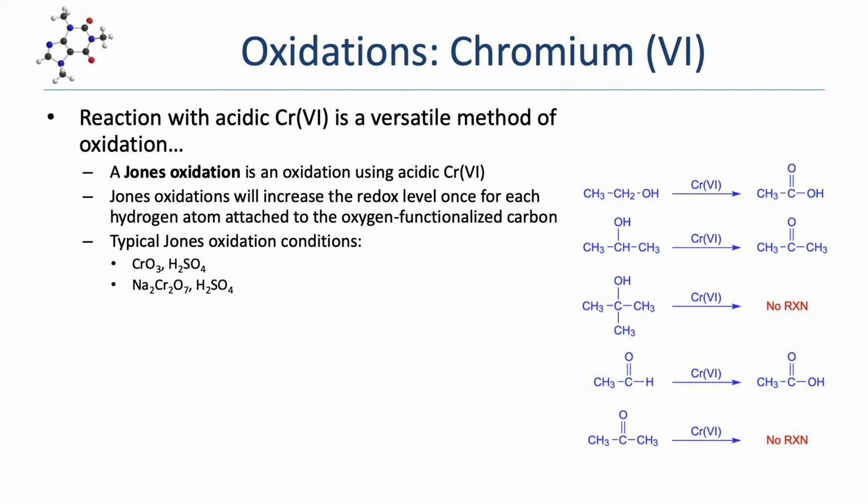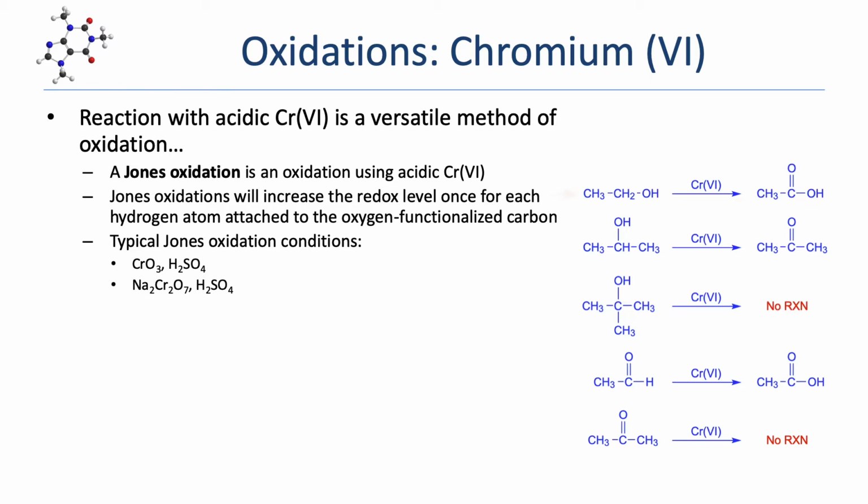Here you treat an oxygen functionalized molecule, something like an alcohol or a carbonyl. You treat that with a chromium 6 reagent under acidic conditions. Typically, it's things like chromium trioxide and sulfuric acid, or a dichromate salt like sodium dichromate or potassium dichromate, again in sulfuric acid. So let's take a look at a few examples.